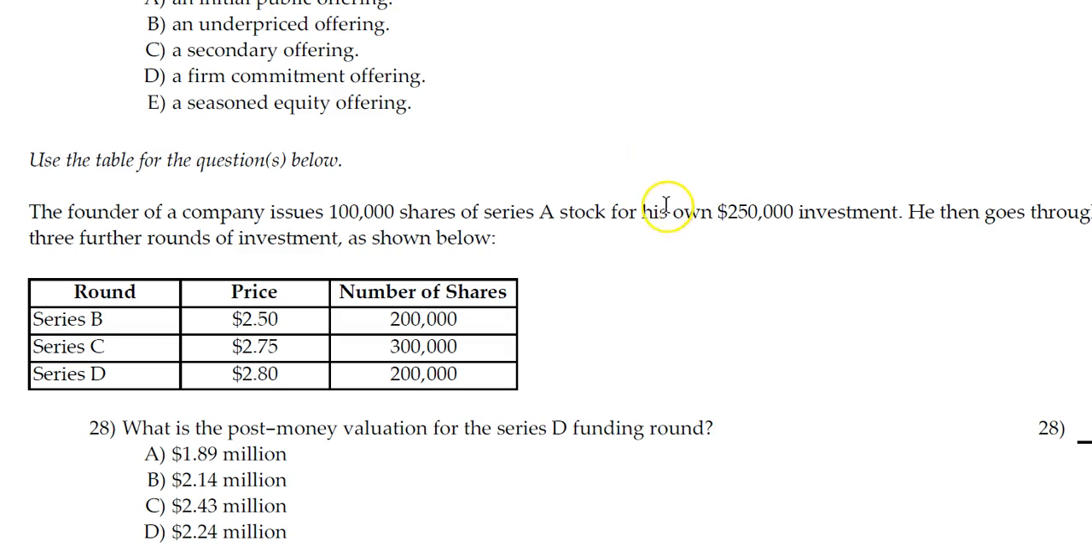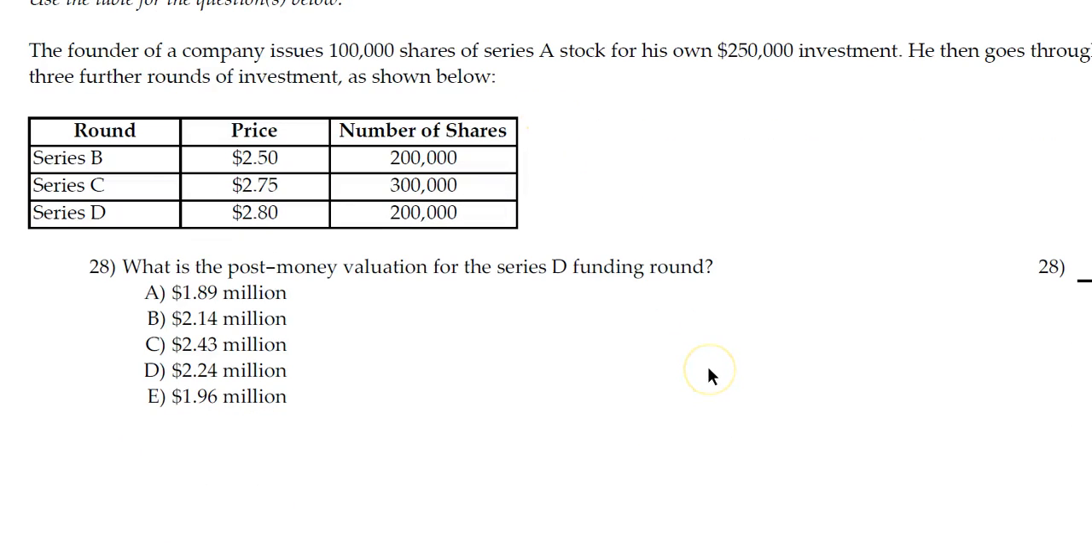Use the table below for the question. The founder of a company issues 100,000 shares of Series A stock for his own $25,000 investment. He then goes through 3 further rounds of investment as shown below. Series B at the price of $250 to 200,000 shares, Series C $275, 300,000 shares, Series D price $280 at 200,000 shares. And the question is, what is the post-money valuation for the Series D funding round?